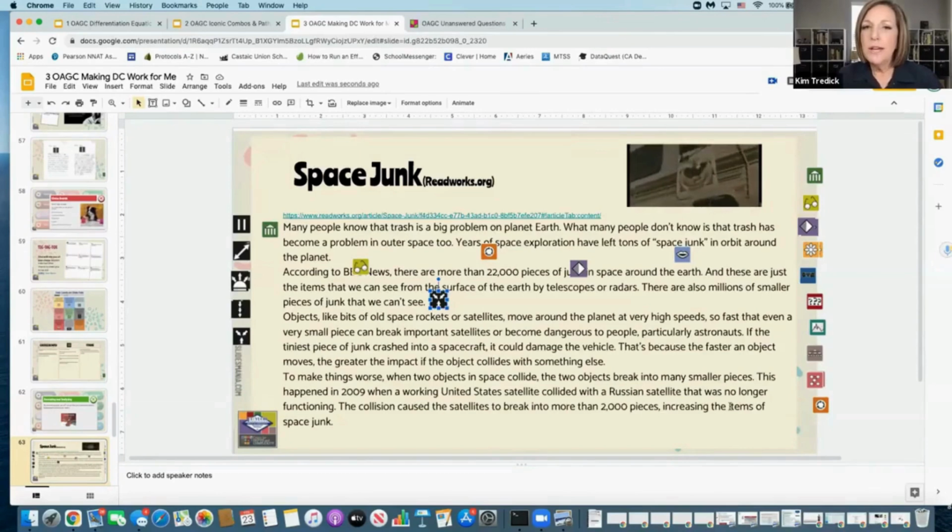Now I want you to help me finish the rest. Would you please put in the chat which icons you would use during the next part? Objects, like bits of old space rockets or satellites, move around the planet at very high speeds, so fast that even a very small piece can break important satellites or become dangerous to people, particularly astronauts. So what do we want to use there to annotate?